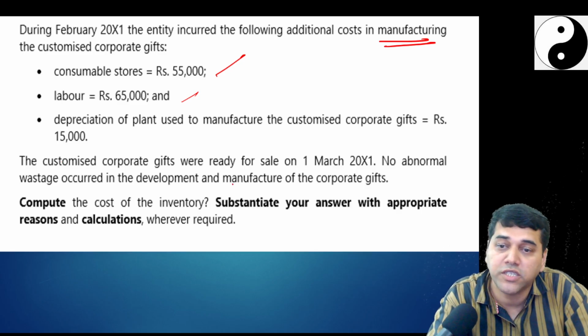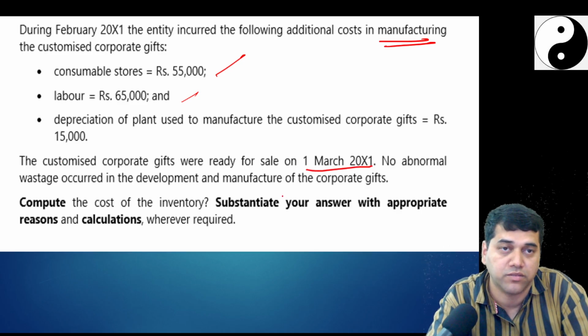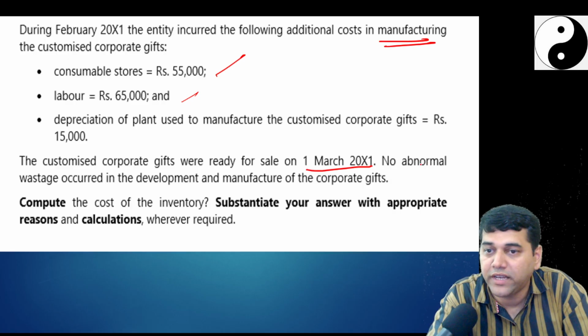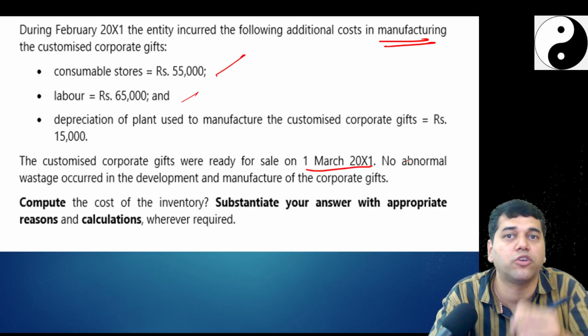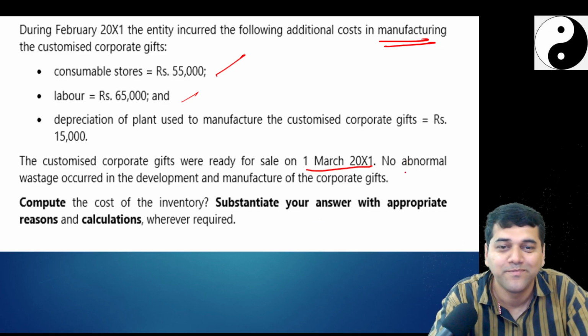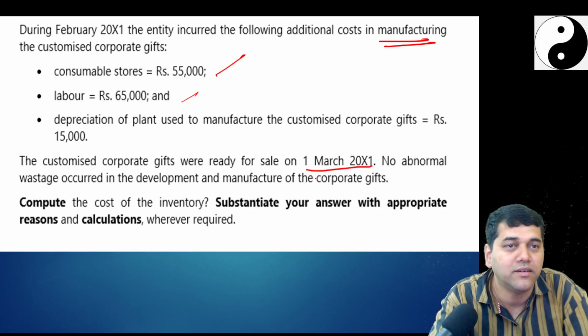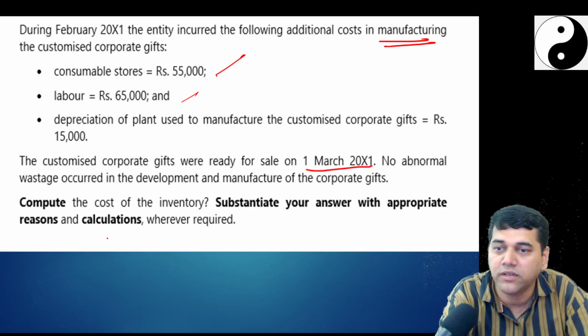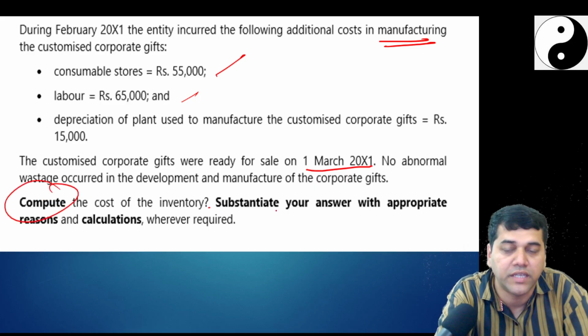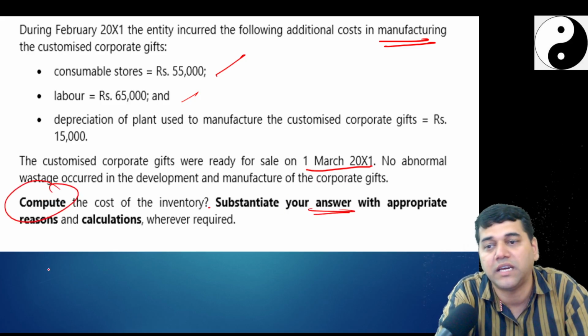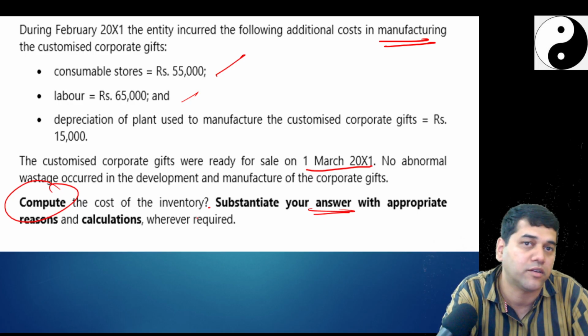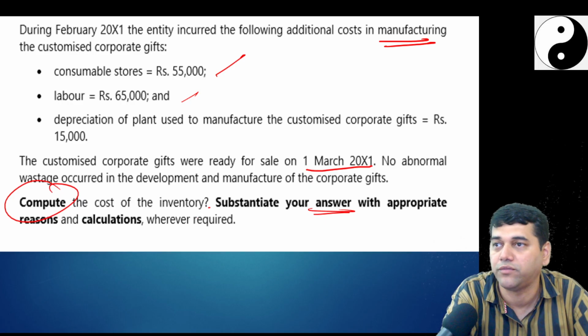Now, the customized corporate gifts were ready on 1st of March. No, did you sell it? No. If you have sold, then Ind AS 2 is not applicable. So, no abnormal costs were incurred. That means whatever cost you incur, you should load here. Compute the cost of inventory. Substantiate your answer with the appropriate reasons and calculations wherever required. So, what is my cost of inventory?